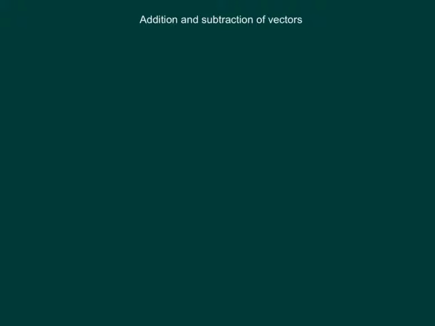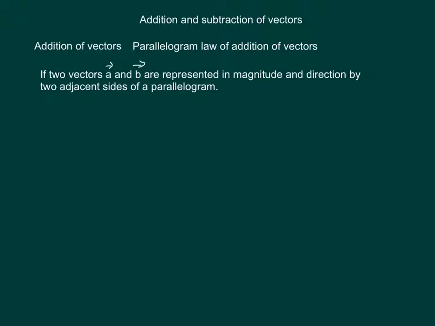Addition and subtraction of vectors. Starting with addition of vectors, we say that if two vectors A and B are represented in magnitude and direction by two adjacent sides of a parallelogram. So let's draw a parallelogram and take two vectors A and B.